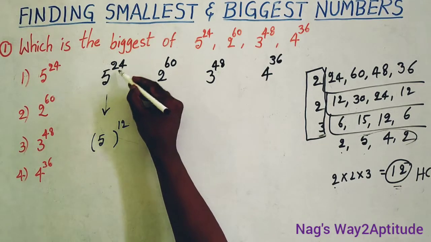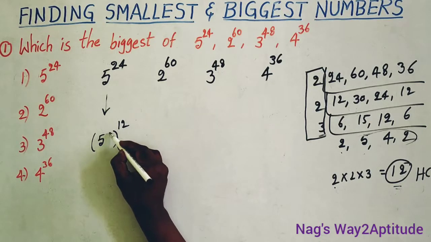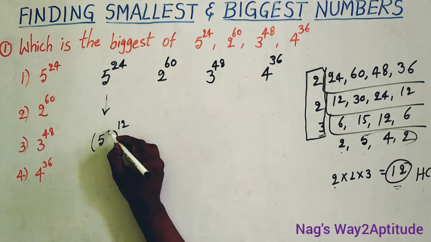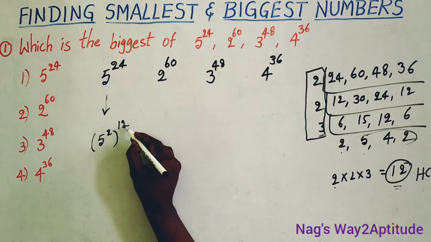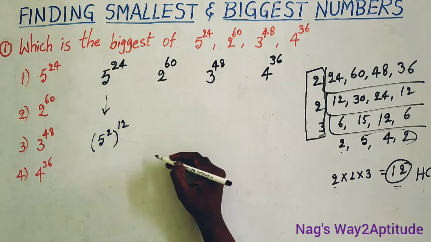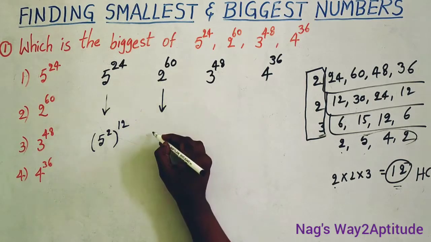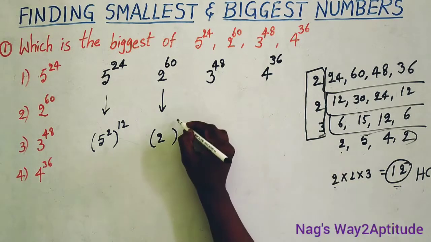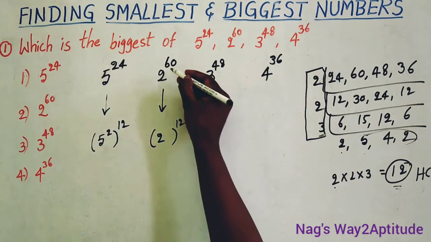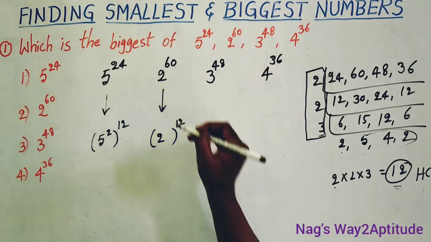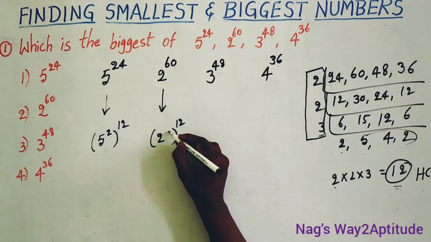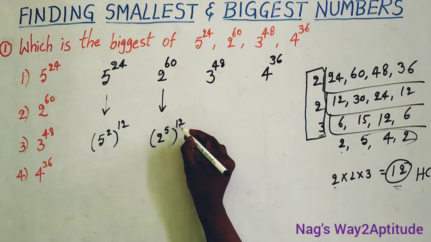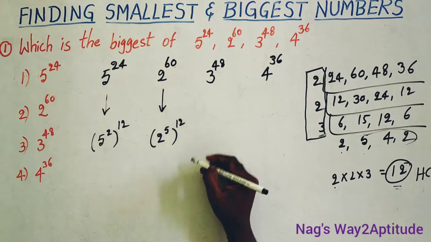Now we need 5 power 24. What should be here to make it 5 power 24? If you take 2 here, 2 twelves are 24, it will become 5 power 24. Now you take 2 power, the HCF is 12. Here we need 2 power 60. What should be here to make it 2 power 60? If you write 5, 5 twelves are 60.